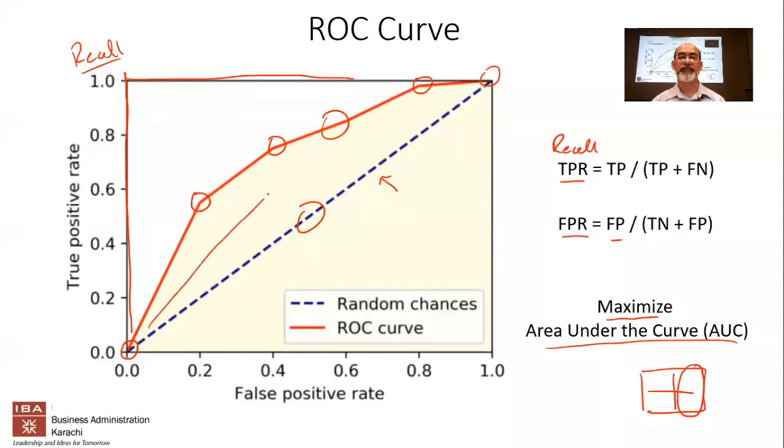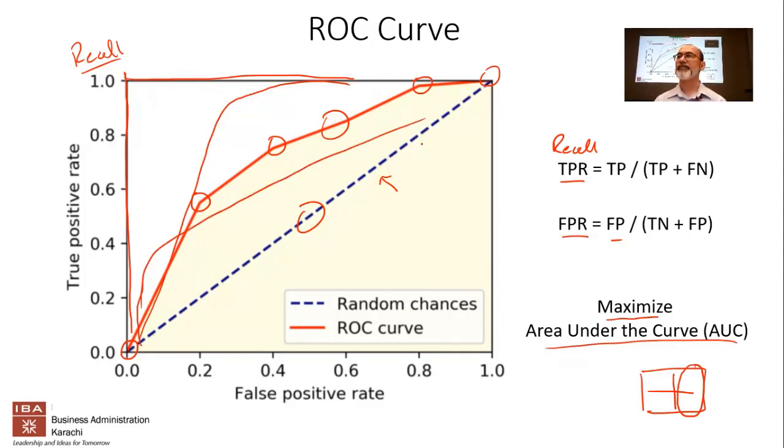You could get different curves. Let me try to show you some examples. For example, you could get a curve which looks like this, and you could get a curve which looks something like this. So these are different curves, but the question is which one is actually better? You simply take the actual area under the curve, and whichever has the greatest area, that generally is considered to be better.